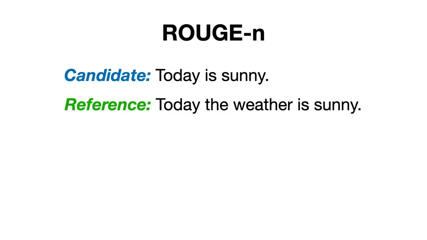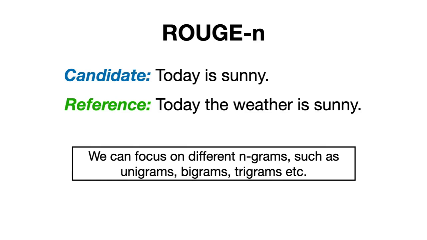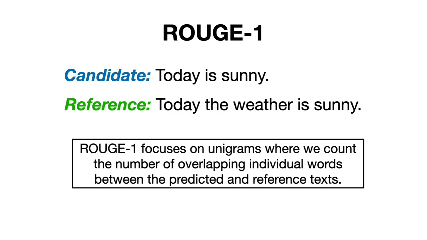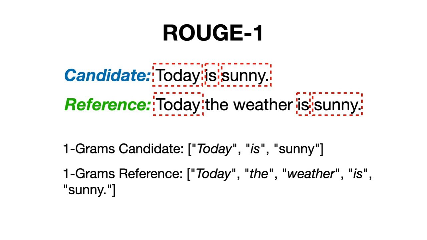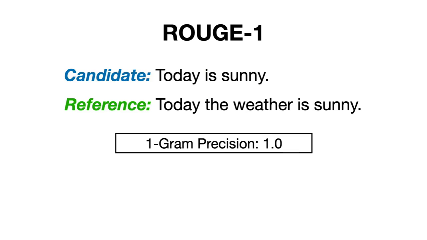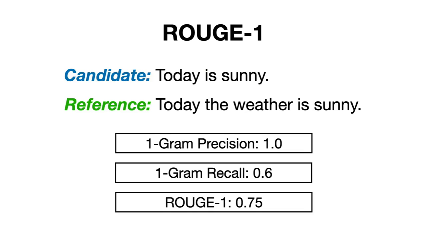When computing the ROUGE score, we choose to focus on different n-grams, such as unigrams, bigrams, trigrams, and so on. For instance, if we are using ROUGE-1, which focuses on unigrams, we would count the number of overlapping individual words between the candidate and reference texts. In the following example, where we have as candidate the sentence "Today is sunny" and as the reference sentence "Today the weather is sunny", we would have 3 overlapping words out of a total of 5 words in the reference text, giving us a precision of 1, a recall of 0.6, and thus a ROUGE-1 score of 0.75.